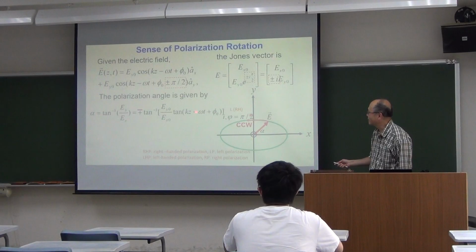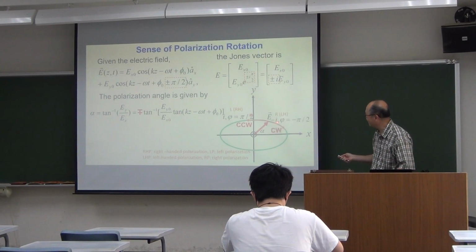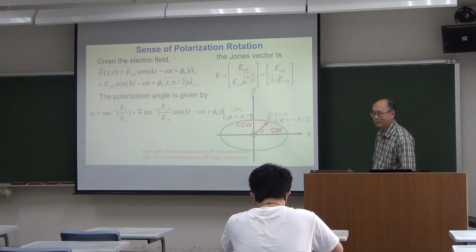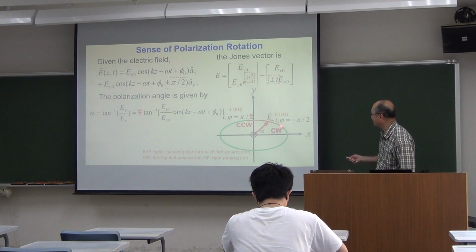Okay. This minus sign means that the angle alpha is reducing. Okay. When this alpha is reducing, then you have the rotation like this. And don't forget, this clockwise rotation is associated with minus sign before this I, or phi is minus pi over 2. And again, well, some people say, hey, it's rotating to the right, to your right. So we call this right polarization.